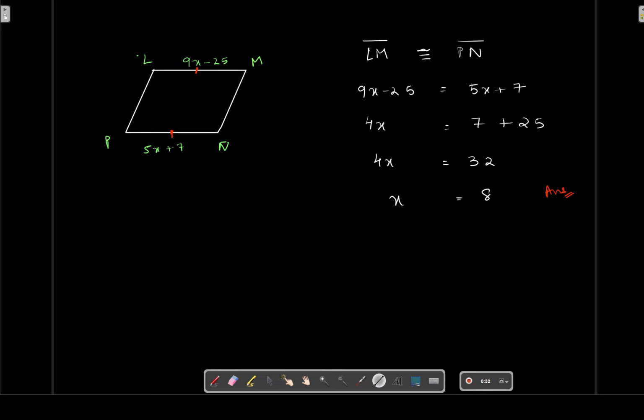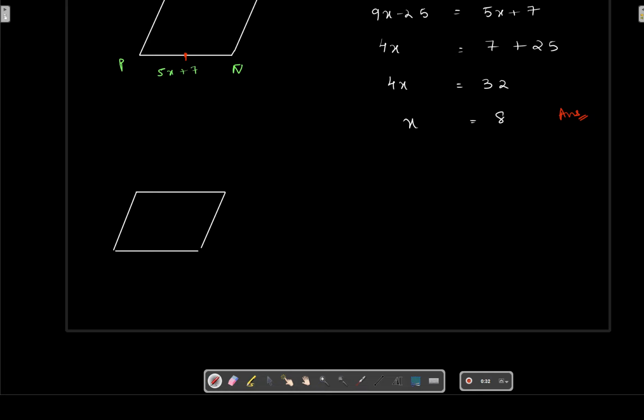Okay, a similar question can be asked on angles. Let's say you have a parallelogram, and this time angles are given to us: P, Q, R, S. This angle is 8x minus 12 degrees, and this angle is 3x plus 5 degrees. We have to find out the value of x.